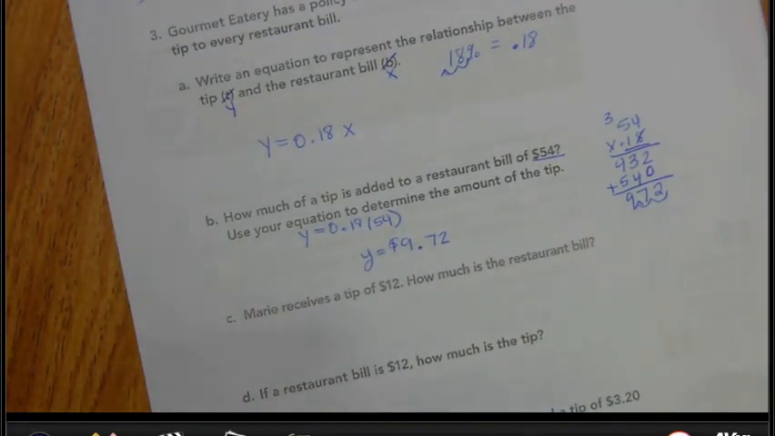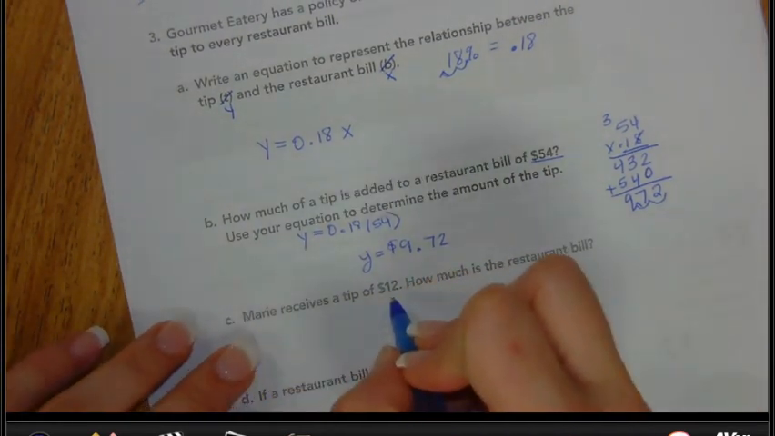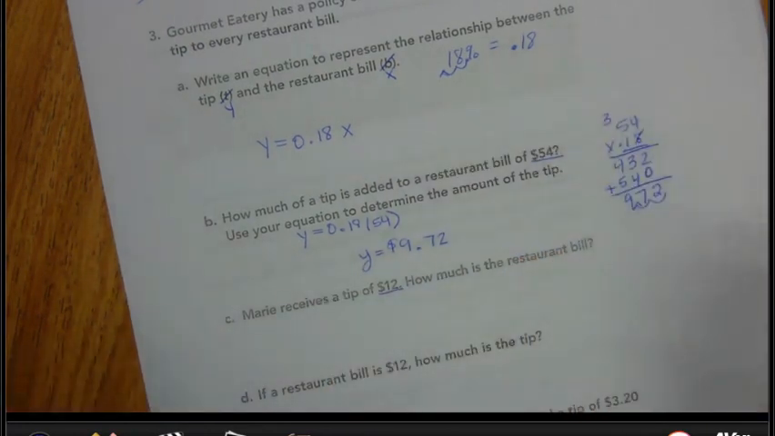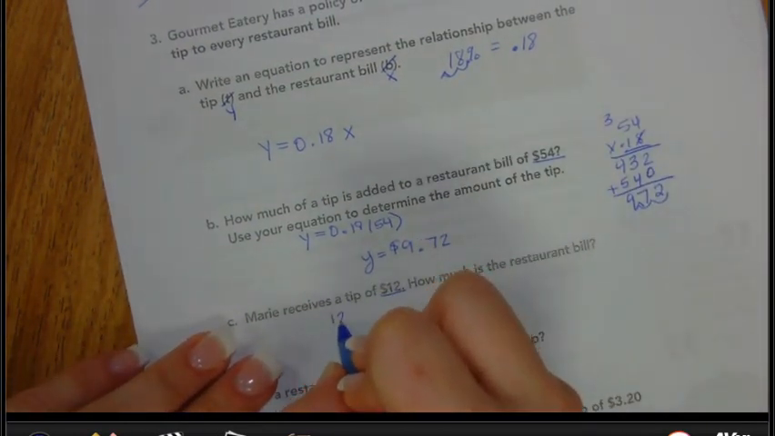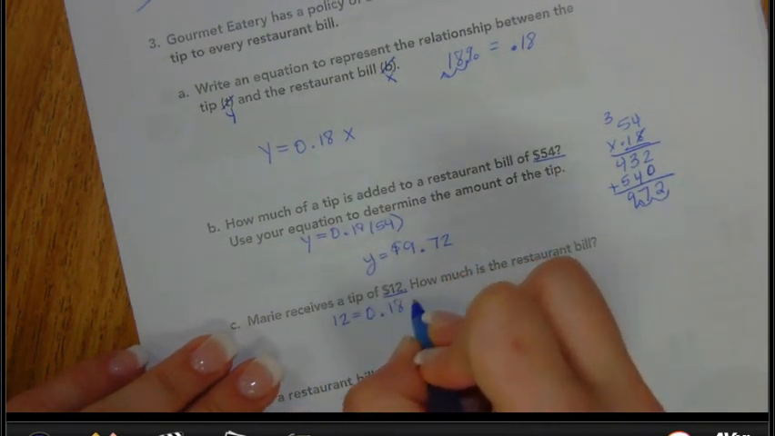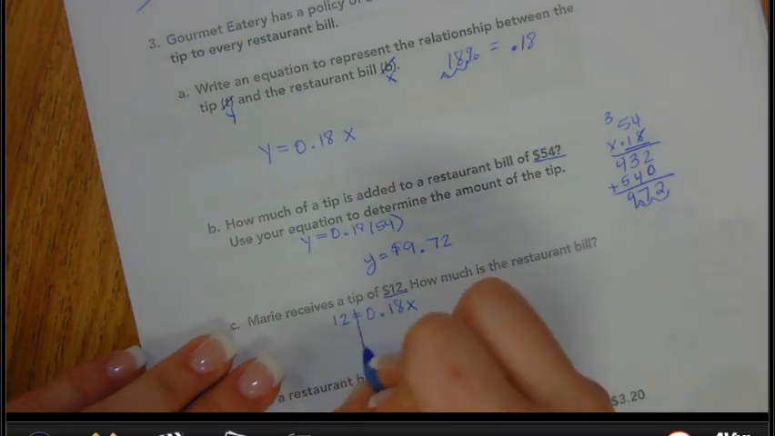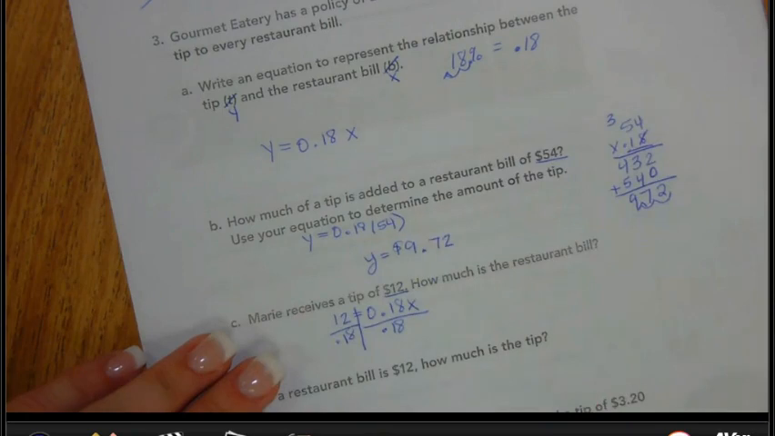$9.72. All right. Maria receives a tip of $12. How much is the restaurant bill? So that is my Y value. I know how much in tips I receive. So I'm going to have 12 is equal to 0.18 X. To solve for X, I'm going to divide by 0.18 on both sides.